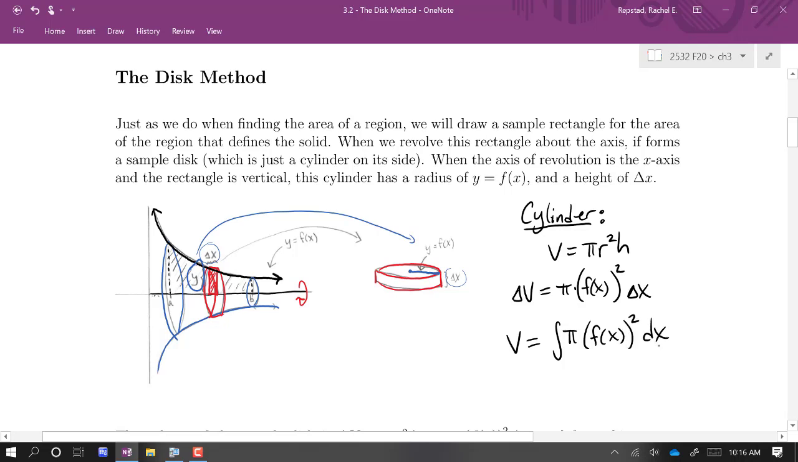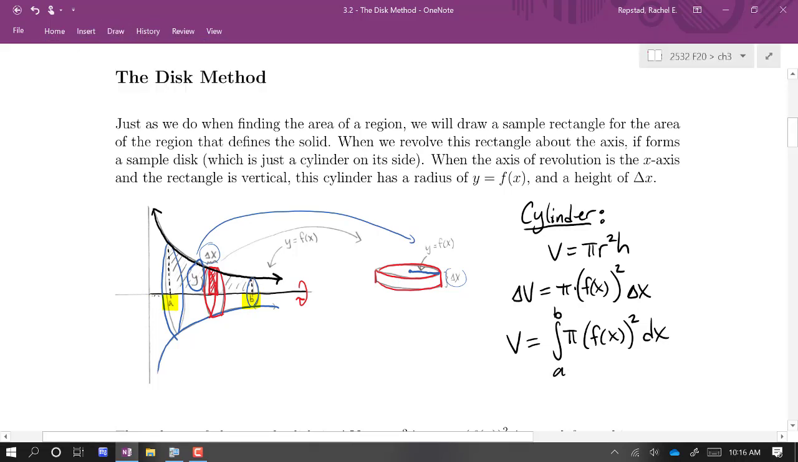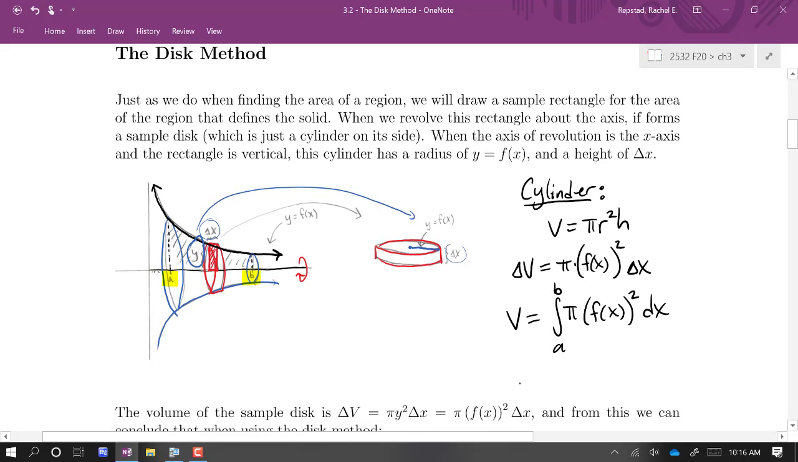Delta x turns into dx, and then we need limits. So the limits of the integral come from the limits of the original region. Again, if I were actually finding the area of that region, what would those limits be? And those limits are inherited by the integral for the volume. In this generic case, I'm highlighting them in yellow now, we're integrating from a to b. And usually, I like to pull constant factors out of an integral, so I'm going to just pull the pi outside.